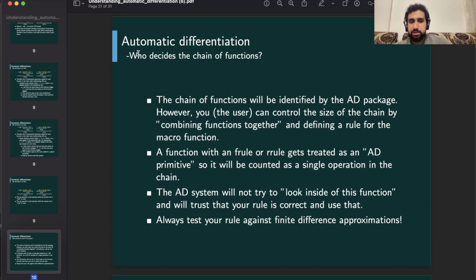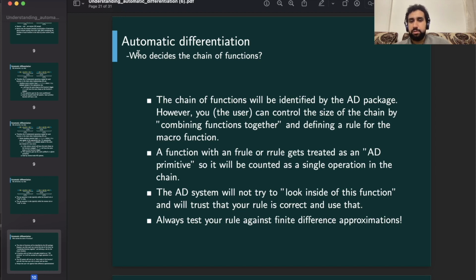And the way you do this is using what I mentioned earlier as a primitive function. If you have a whole bunch of different functions in a chain, what you can do is combine some of these functions together into a single macro function and define a rule for this function. What this is going to do is stop the AD system from trying to look inside this function, and it's just going to use whatever rule you provide for it.